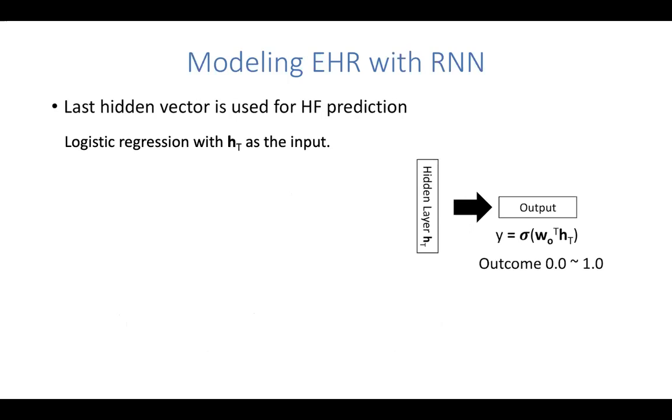And then you put HT into the logistic function. There's a weight vector, WO transpose HT, and that becomes a scalar value. And then you put that through a sigmoid function, and then you have a binary output. Or actually, it's not binary, it's a continuous output between 0 and 1. So 1 indicates yes, this patient will have heart failure, and 0 indicates no, this patient will not have heart failure.